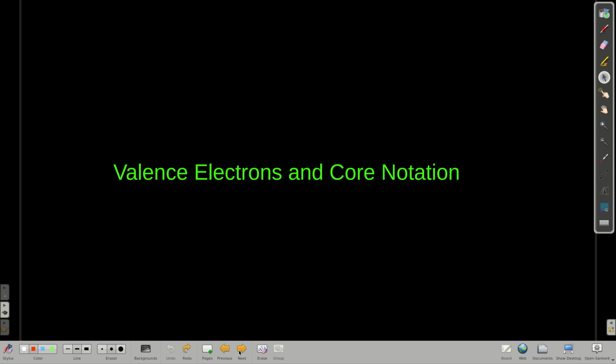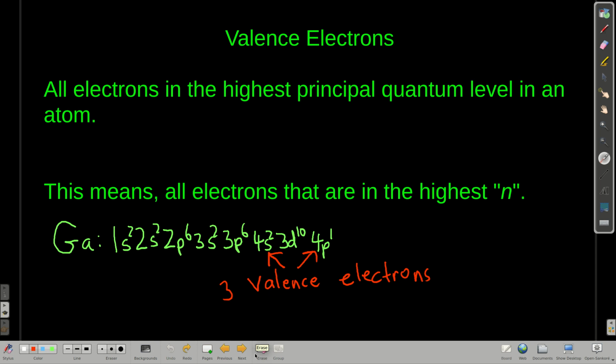So in this module, we're talking about what are called valence electrons and core notation, which you're going to love, I promise you. All right, so first of all, the definition of valence electrons. Valence electrons are all of the electrons that are in the highest principal quantum level in an atom, right? What that means is that all the electrons that have the highest n in an electron configuration.